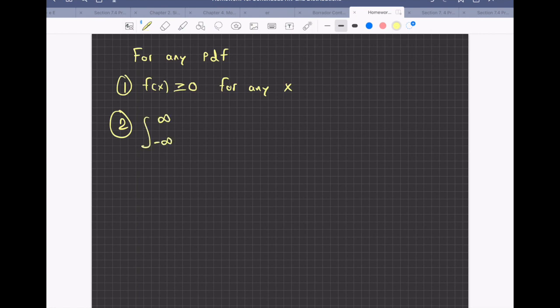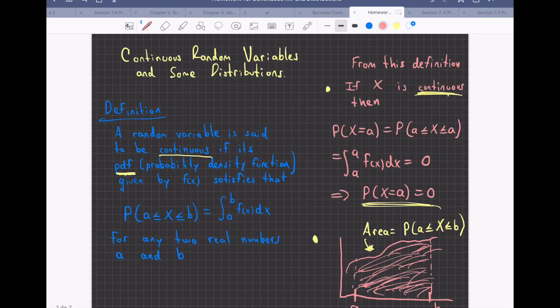What else? For any PDF, number 1, f of x should be greater or equal than 0 for any x. And number 2, the integral from negative infinity up to infinity of f of x dx must be equal to 1. These are two properties of the probability density function, PDF.